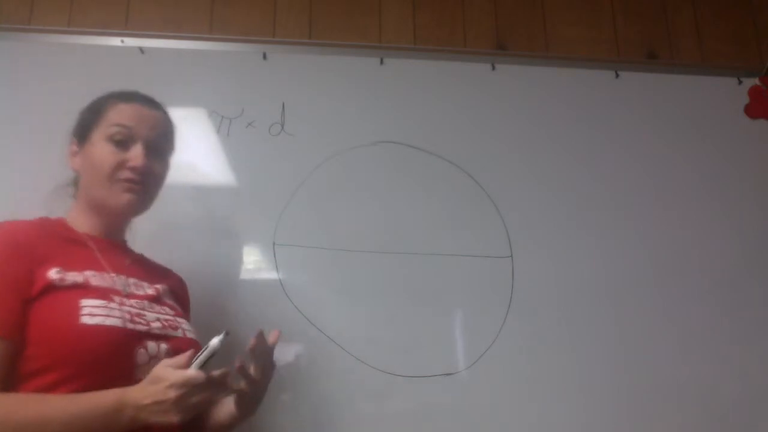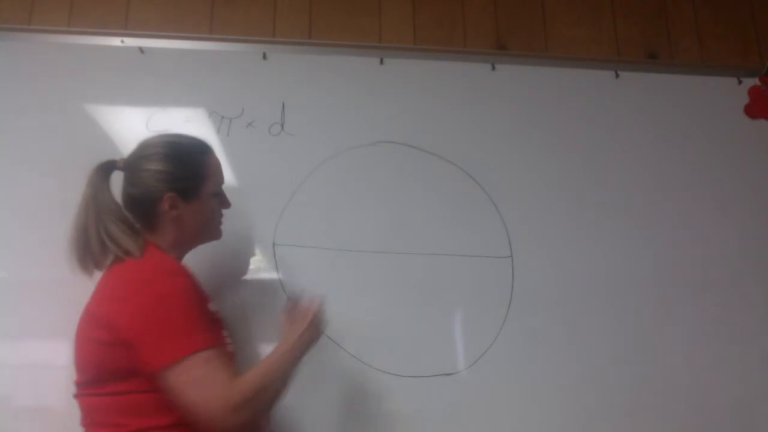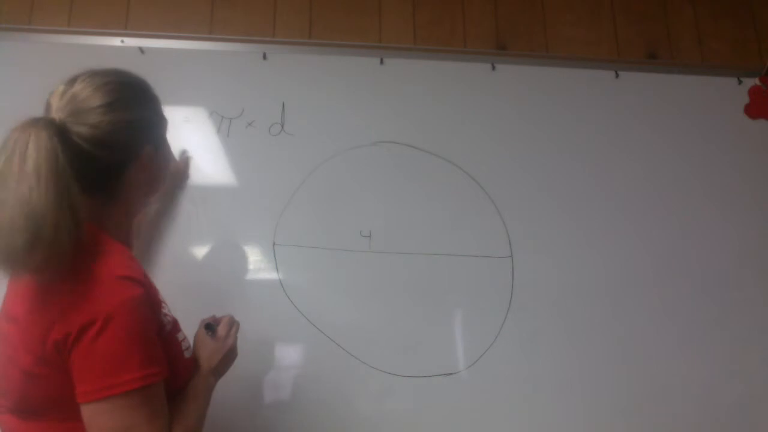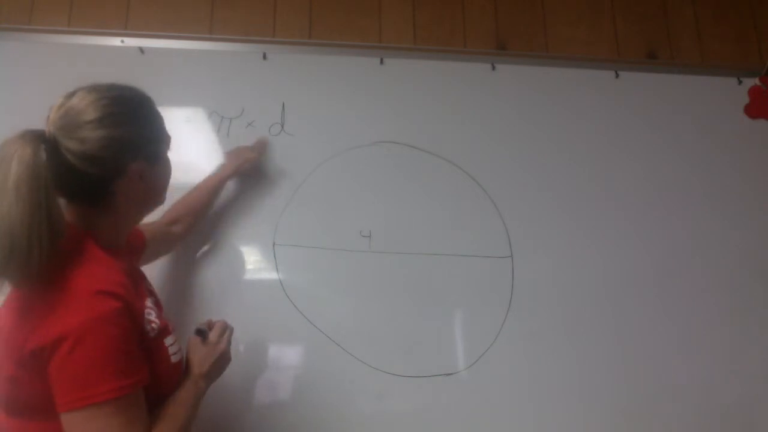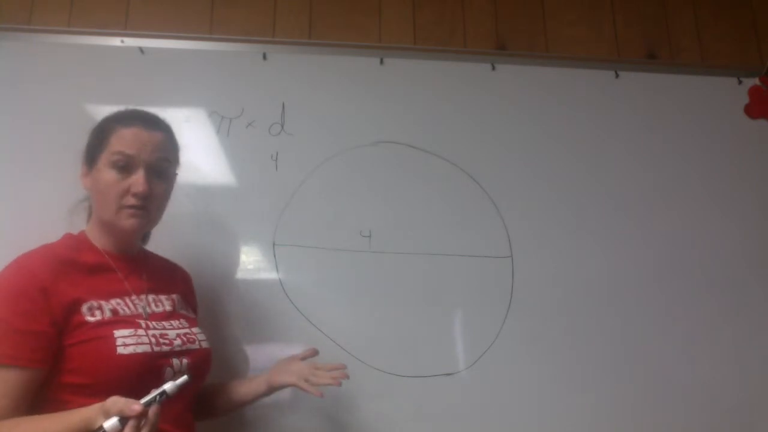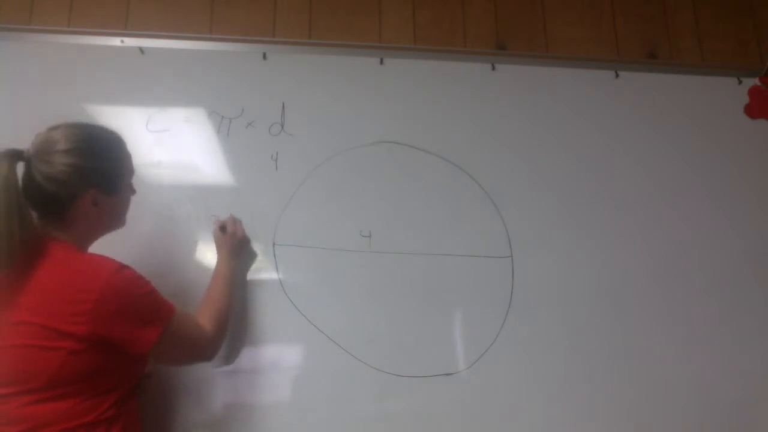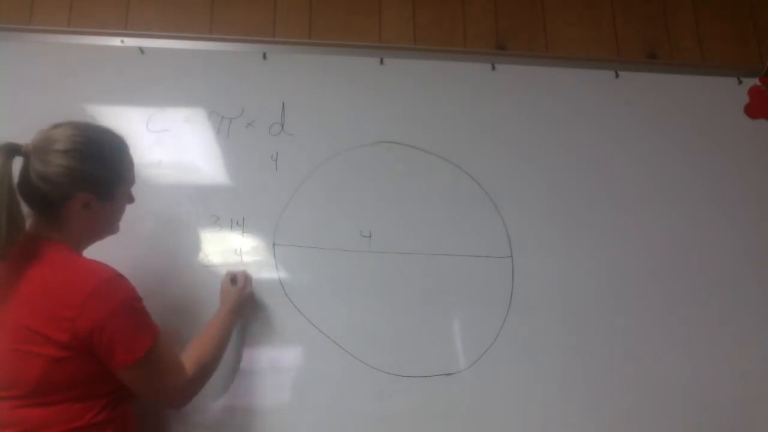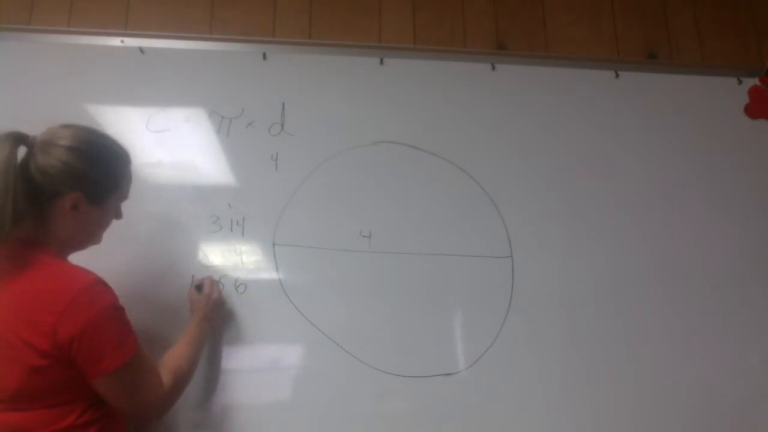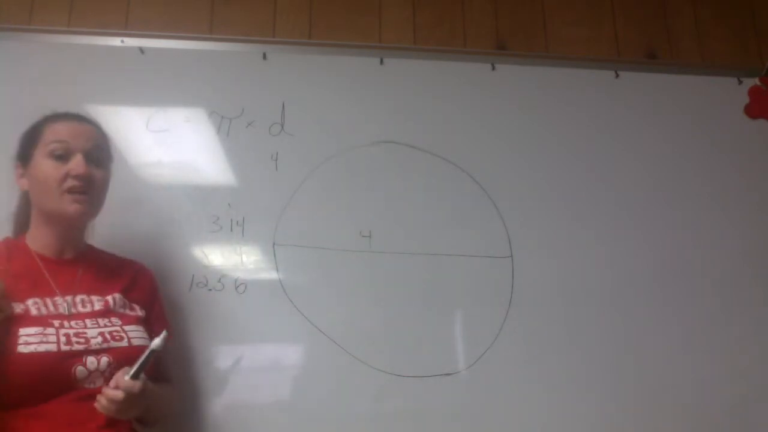So the formula for finding the circumference of the circle is, they're probably going to give you the diameter, okay? The diameter is 4. What's the circumference? Well, using my formula, the circumference is equal to pi times the diameter. So the diameter is 4. So remember, pi is 3.14. That's just something you're going to have to memorize. So I'm going to do 3.14 times 4. So the circumference, the distance around the circle, is 12.56.